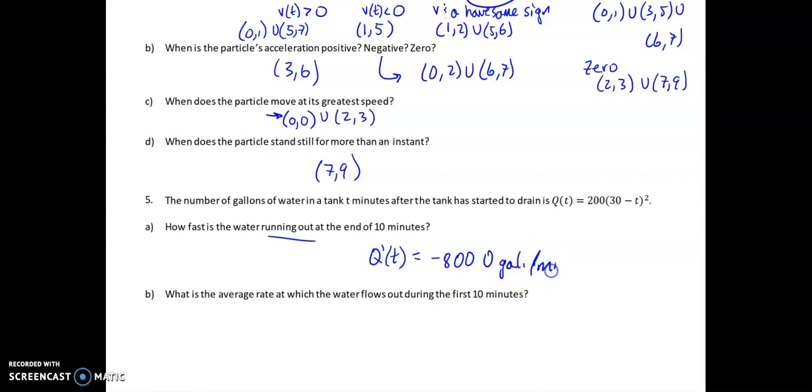What is the average rate of change? Well, that's just a rock. You're going to do Q(10) - Q(0) all over 10 - 0. At the buzzer, -10,000 gallons per minute.